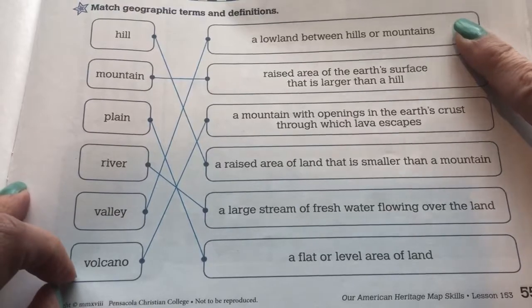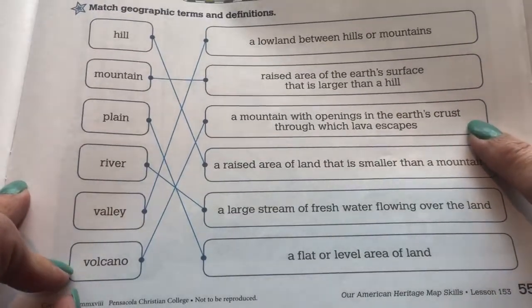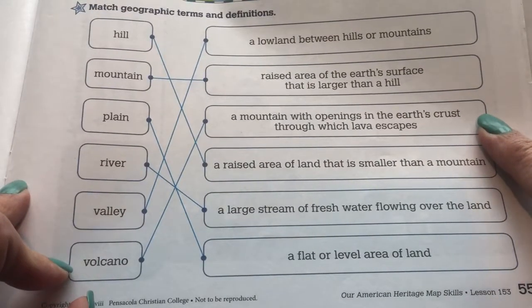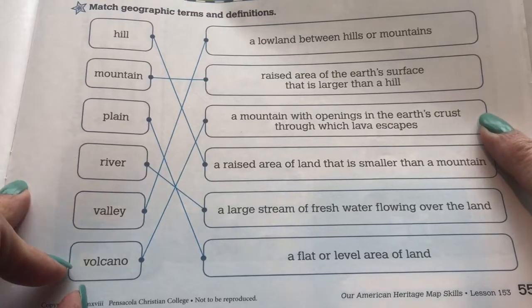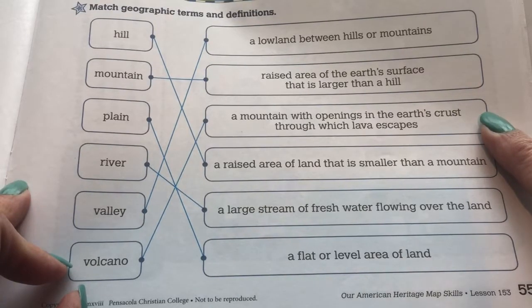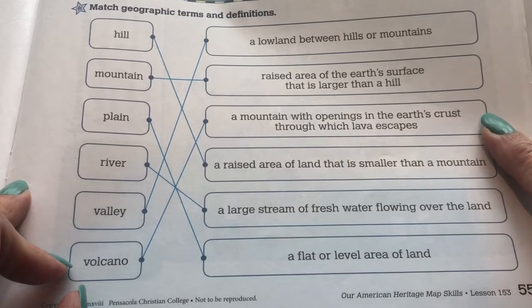The last one is volcano. We talked about volcanoes when we were learning some geology. It's a mountain with openings in the Earth's crust through which lava escapes. So if you got any of those mixed up, erase all the way and then redraw the lines to connect them.